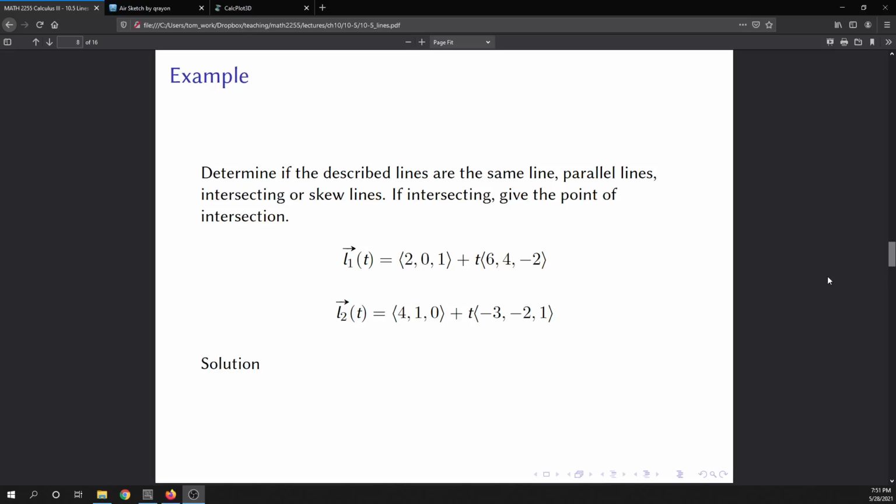All right, in this video, we are going to work through the following problem. It says determine if the described lines are the same line, parallel lines, intersecting, or skew lines. If intersecting, give the point of intersection.